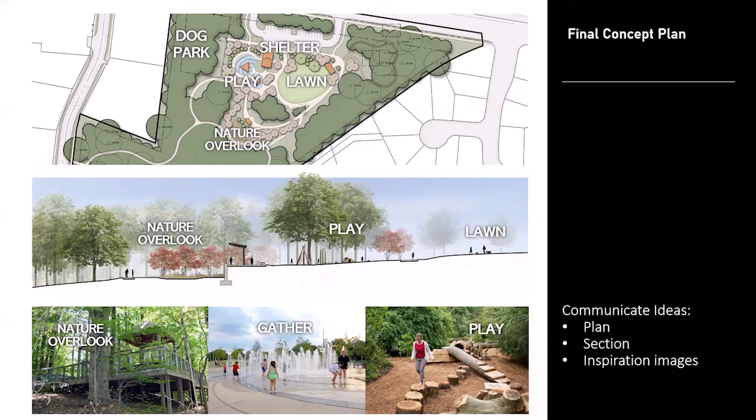And then the third option that you can use is inspiration images. So we looked at other nature overlooks and shelters in Raleigh, as well as play spaces and other opportunities to gather. So think about what your space and your project, the kind of images that you can use to help communicate your idea.